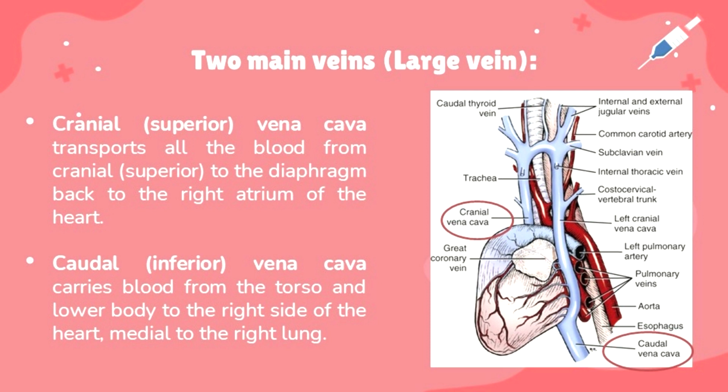It carries blood from the torso and lower body to the right side of the heart, medial to the right lung. So this one naman, it begins where the two common iliac veins join in the caudal inferior abdominal region. So let's not be confused with these two main veins. Yung cranial is to the diaphragm back to the right atrium of the heart, while the caudal naman is from the torso and lower body to the right side of the heart, medial to the right lung.